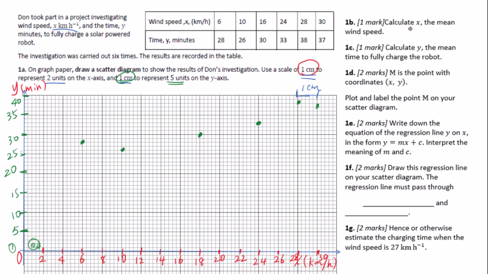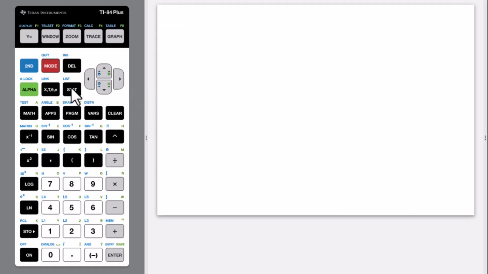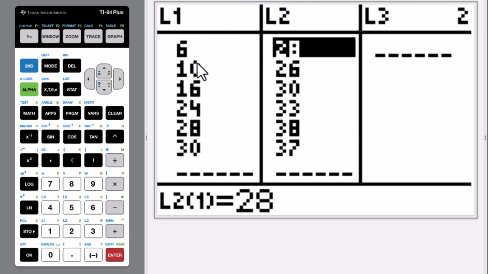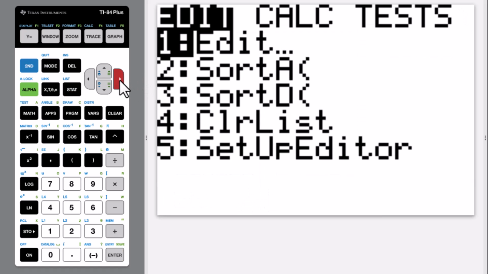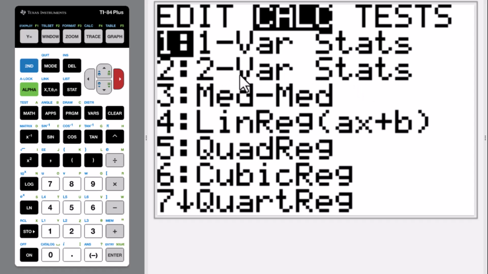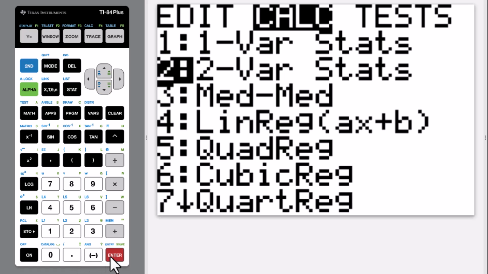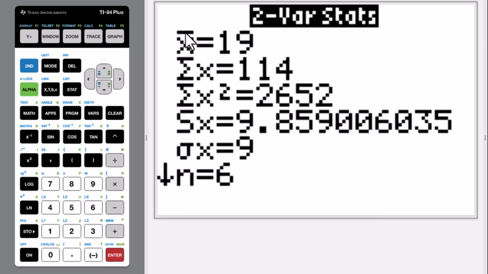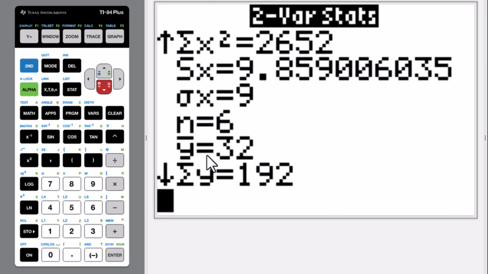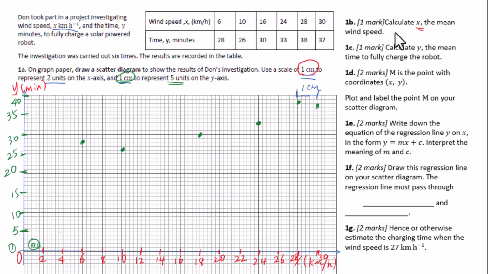For 1b, calculate x bar, the mean wind speed. First of all, we will press Stat, Edit. Then we will put x in L1 and y in L2. Then go back to Stat, Calculate. This time it's a 2 variable stats. Go to 2, enter. No frequency list. Then you can get x bar, that's the mean for the wind speed. Keep going down, you will get y bar for the time. So we see that x bar equals 19.